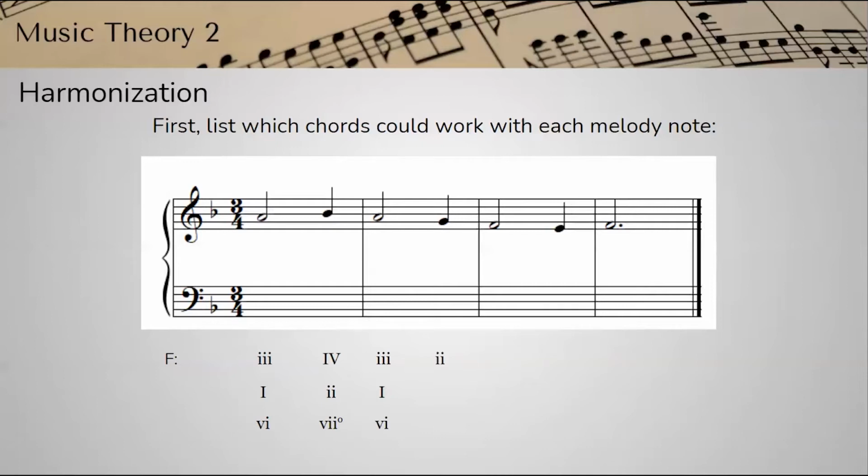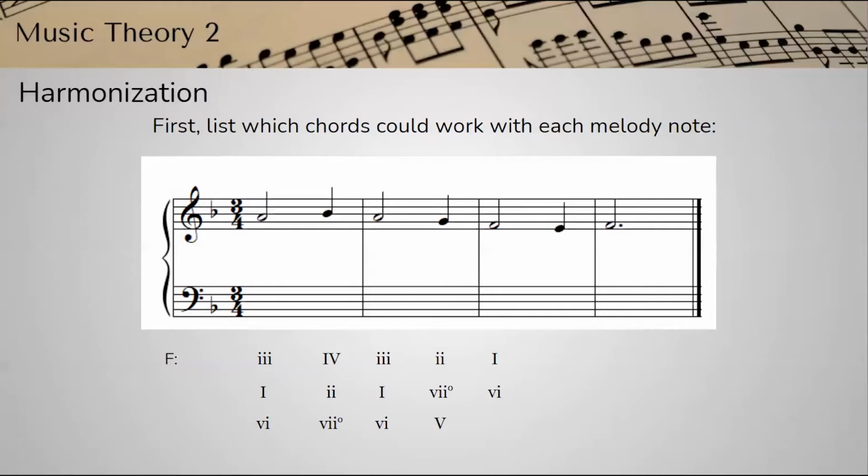If that G in that measure is the root, that chord will be a G minor chord, the 2 chord. If that G is the third, then it'll be an E diminished chord, which means that it's a 7 diminished chord in the key of F. And if that note were the fifth of the chord, then this chord would be a C major chord, which is the 5 chord in the key of F. The next note is the F, and if F is the root, then we get an F major triad, which is the 1 chord.